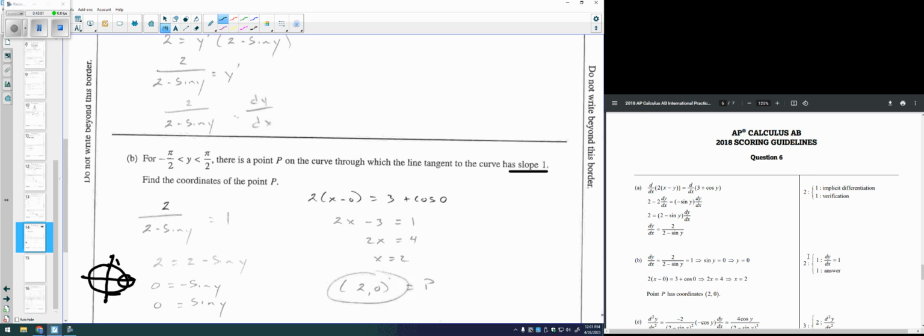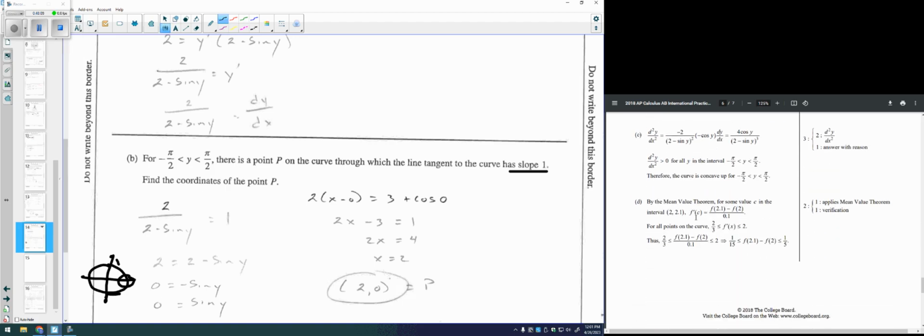Looking at my scoring guidelines, I get 1 point for setting the derivative equal to 1, and 1 point for the correct point at (2, 0). All right.